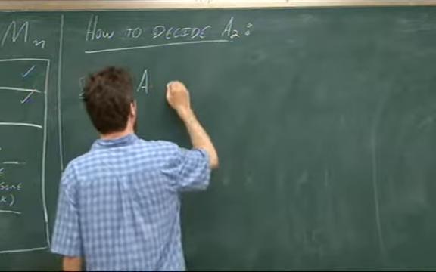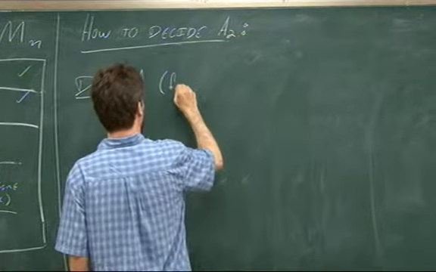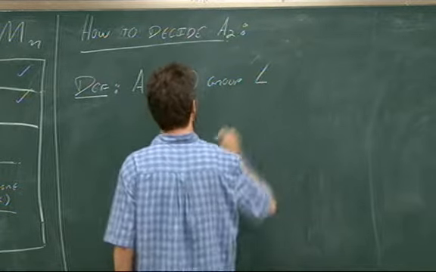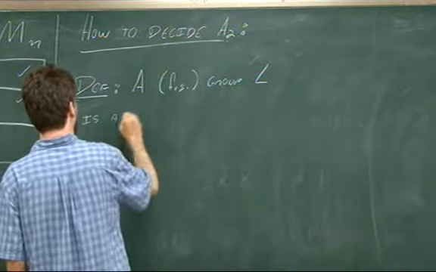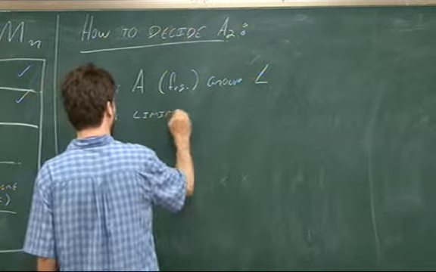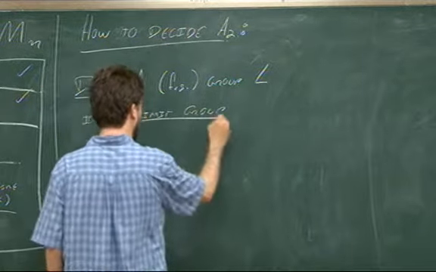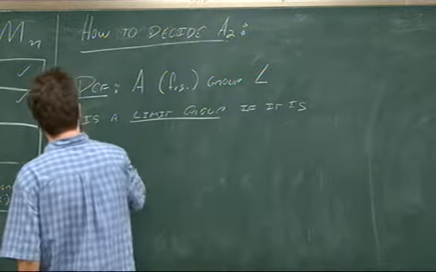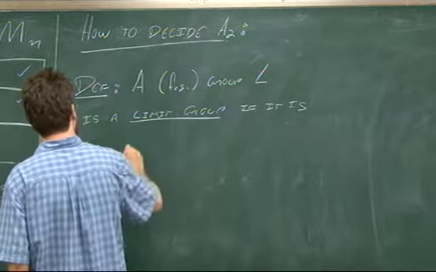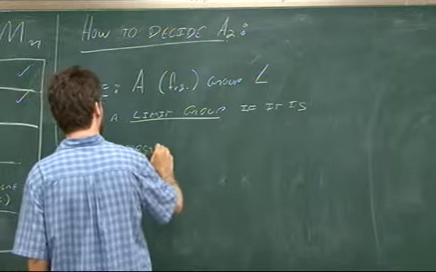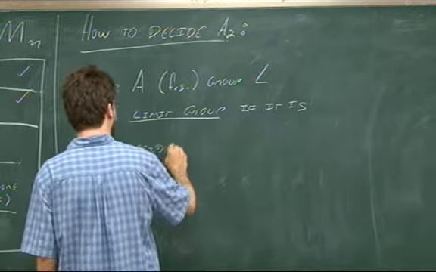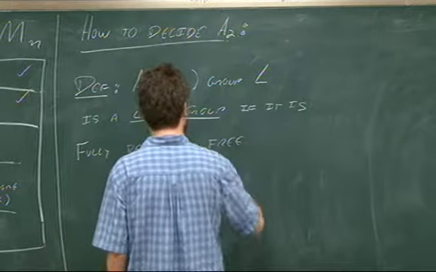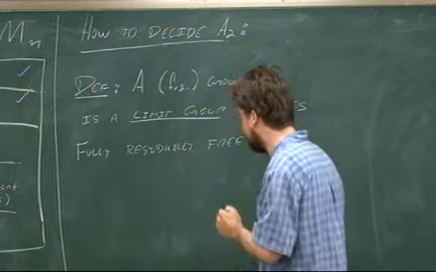A finitely generated group L is called a limit group if, well, I'm going to define it in terms of something else I haven't defined: fully residually free. There are several definitions of limit groups, all of them equivalent, but fully residually free is maybe a little bit more evocative.